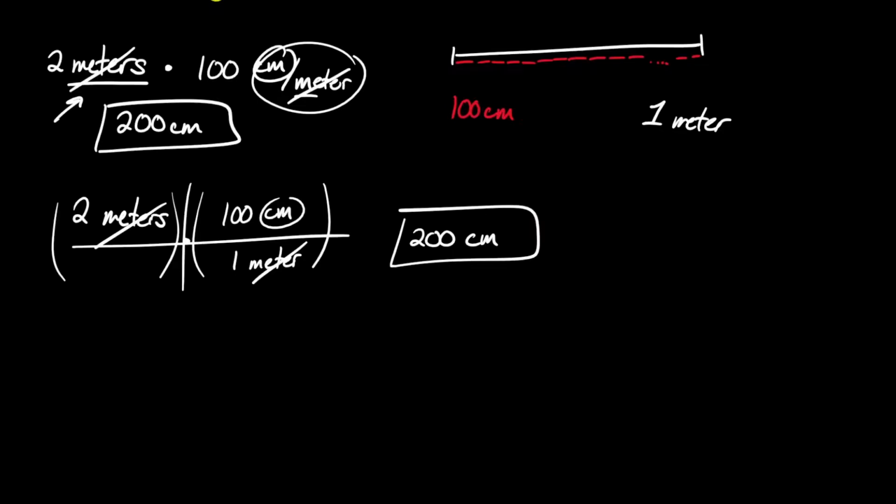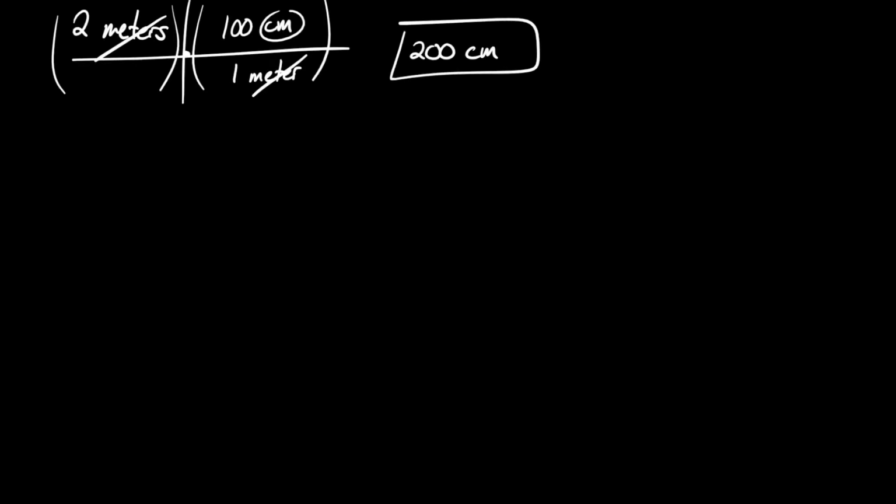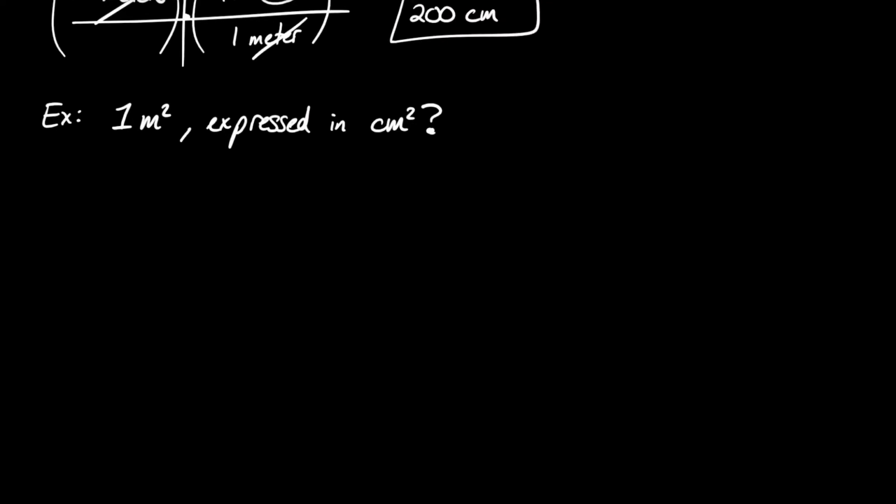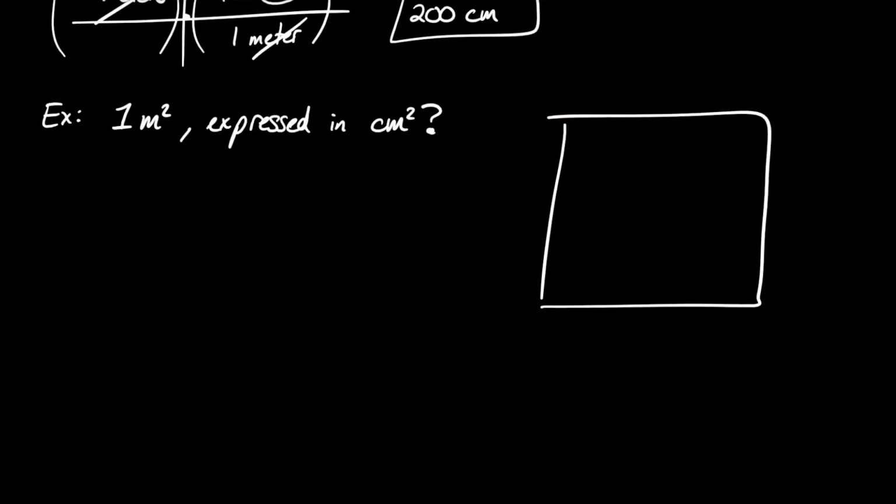Now we're going to do another example where there's multiple units being multiplied together. So in this example, we're going to deal with what is 1 meter squared expressed in centimeters squared. Now, at first glance, you might say it's going to be 100 because there are 100 centimeters in each meter. But if you were to draw a picture of this, here's 1 meter by 1 meter in an area.